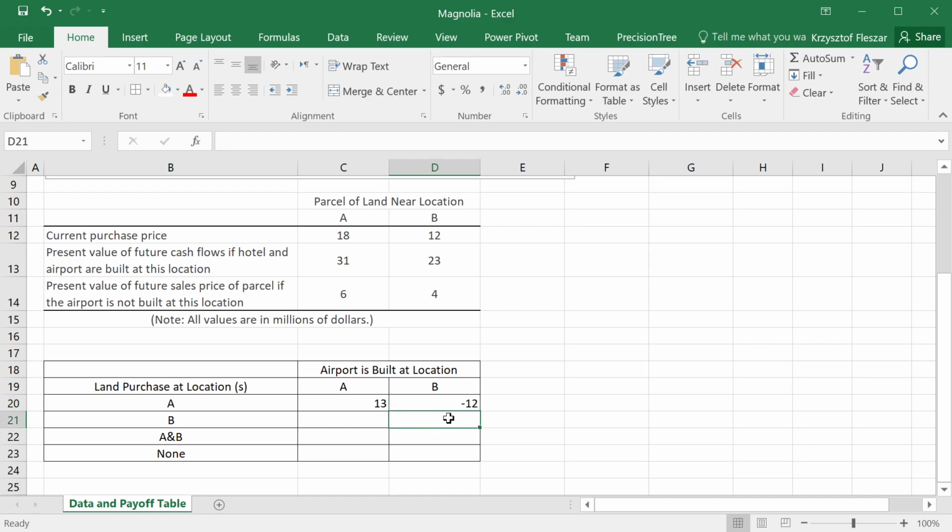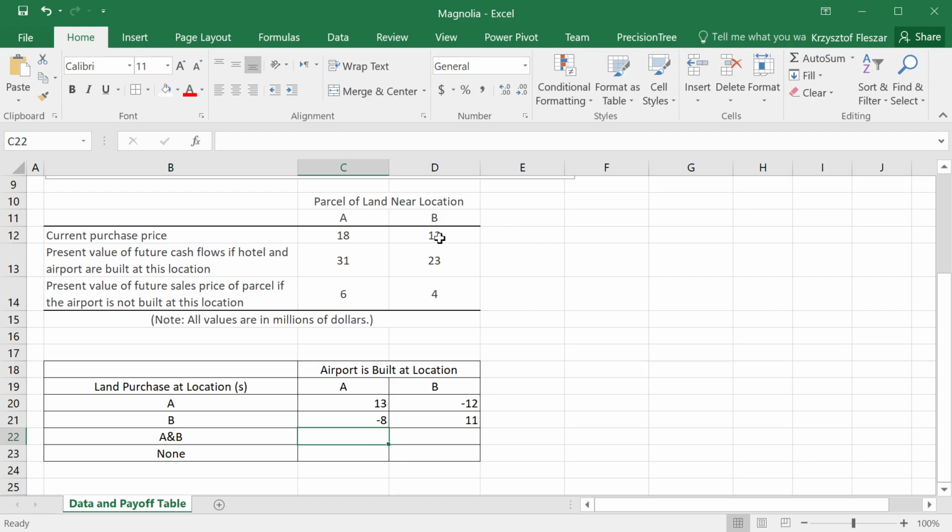The same logic we can apply to location B. This is a successful move: if we buy at location B and the airport is at location B, the future cash flows will be 23 million minus the cost of purchasing location B, which is 12. So we'll get 11 million. And in this one, we buy at B, but the airport is near location A. So we will get only 4 million, and our cost is 12 million. So again, it's a negative one. You see, it's a risky game. We can actually lose a lot.